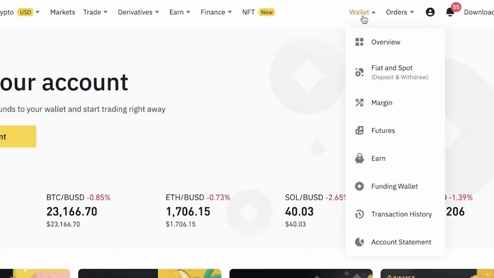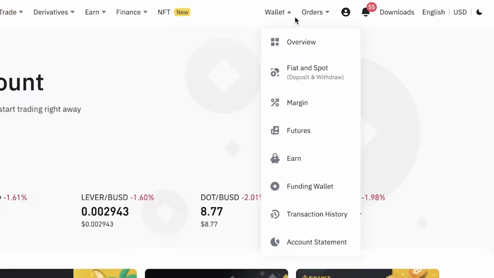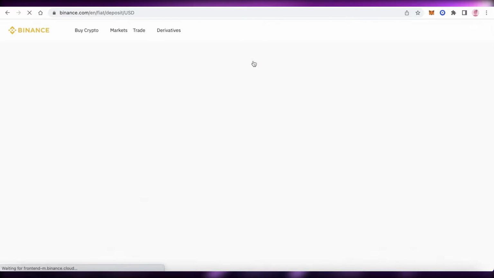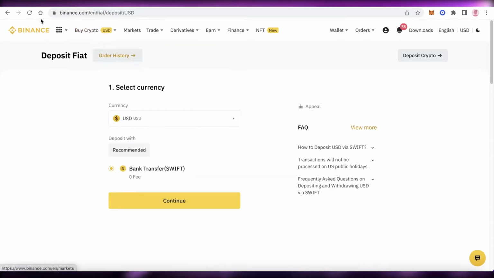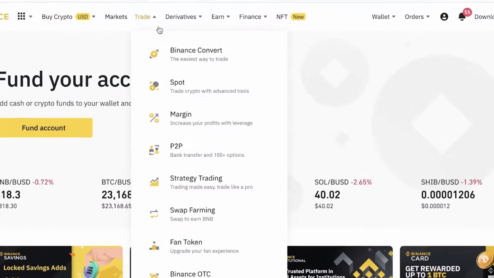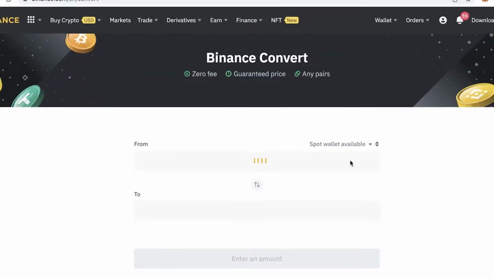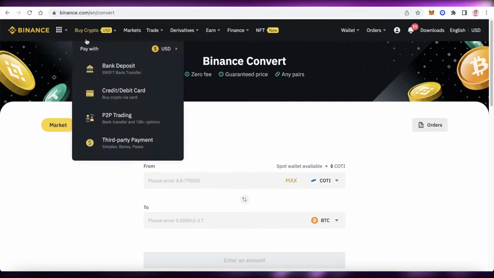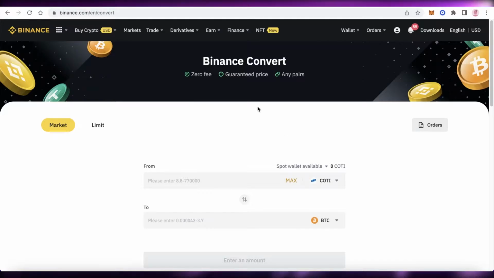Well, the first thing you're going to do is go into your wallet and deposit fiat or funds into your account. So you're going to click on spot and fiat, click on deposit, and then you can deposit USD into your Binance account. Once you have done that, you're going to click on trade, click on Binance convert, and change that token into BTC or any other token of your choice like USDT, whatever token that you want to be using with Binance. So it's usually going to be BNB or USDT, whatever token that you prefer.